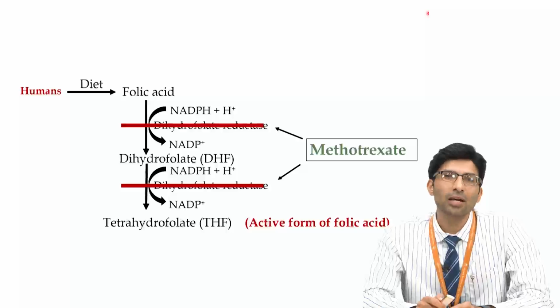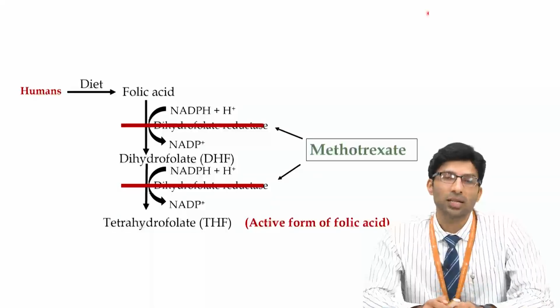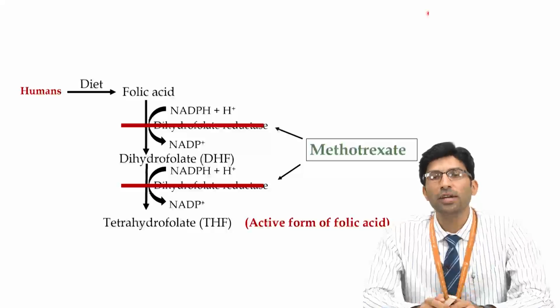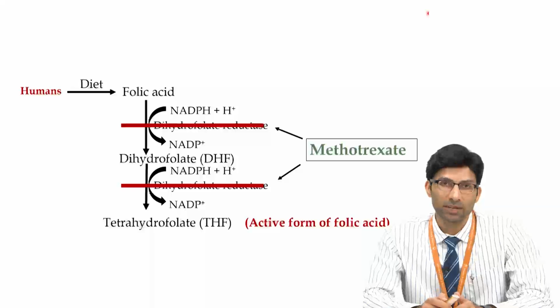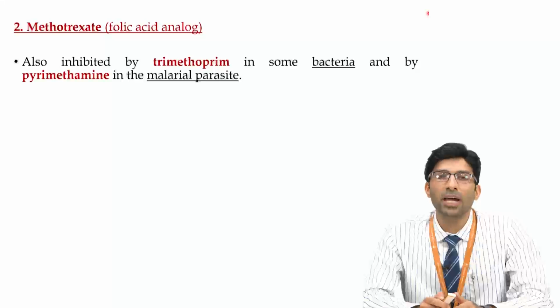That means it will not allow the formation of tetrahydrofolate, which is an active form of folic acid. So if the active form of folic acid, that is tetrahydrofolate, is not there, the coenzyme form is not there. That means all the different metabolic reactions where different forms of tetrahydrofolate are being used will be affected. And as we have discussed, purine and pyrimidine synthesis will be affected, and hence it can be used to treat cancer or psoriasis.